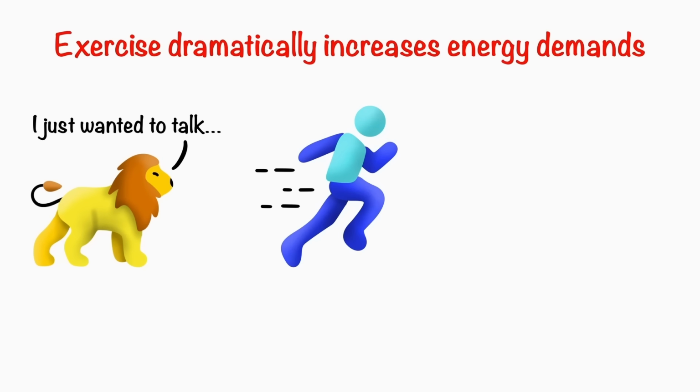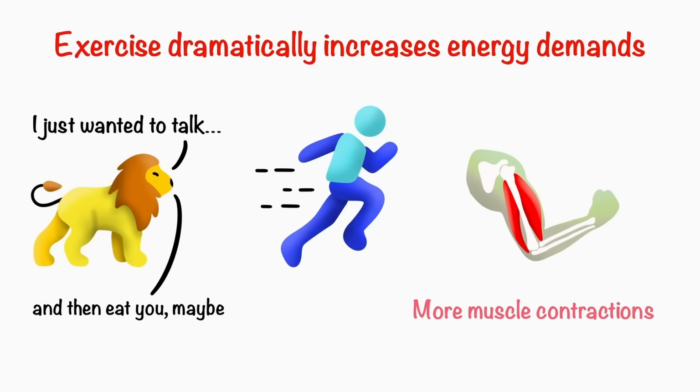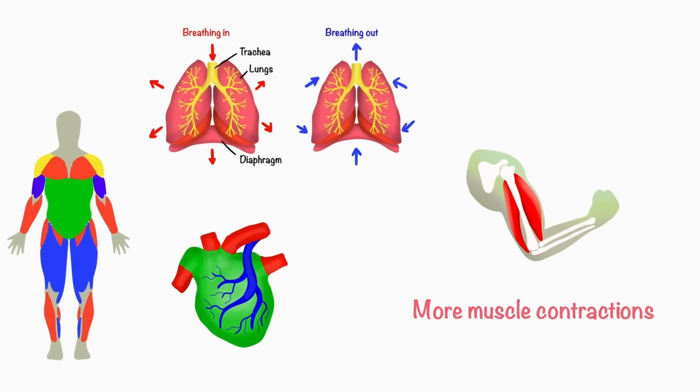Now let's look at how our bodies respond to exercise when energy demands increase dramatically. When you exercise, your muscles need more energy from respiration to contract more frequently than normal. This increased need for energy means your cells need more oxygen and must remove carbon dioxide more quickly. To meet this demand, several things happen in your body.